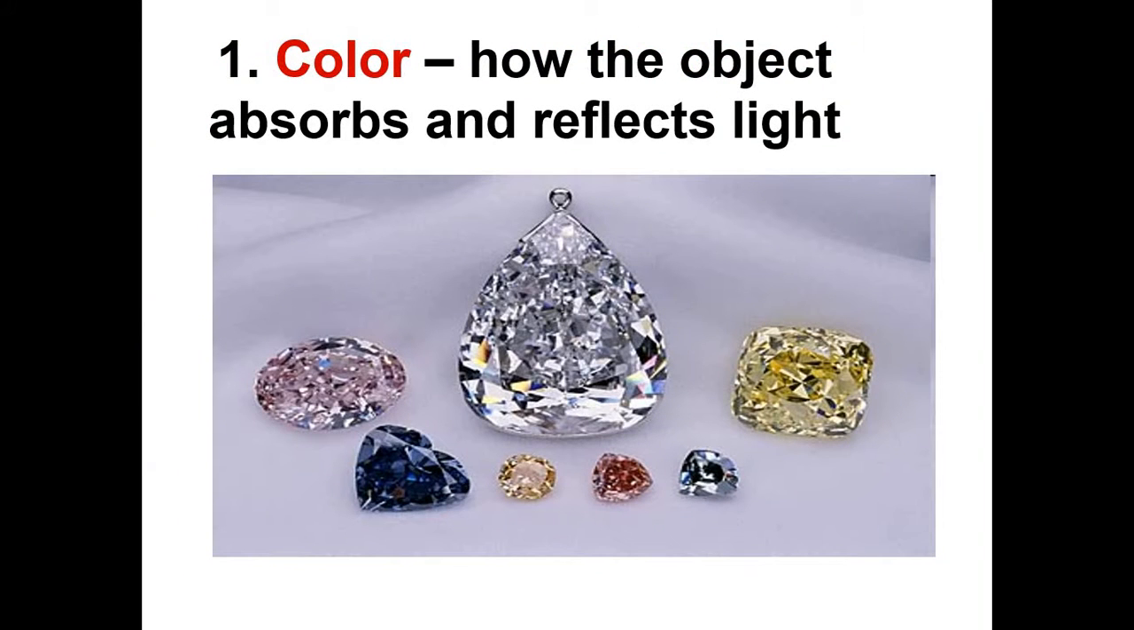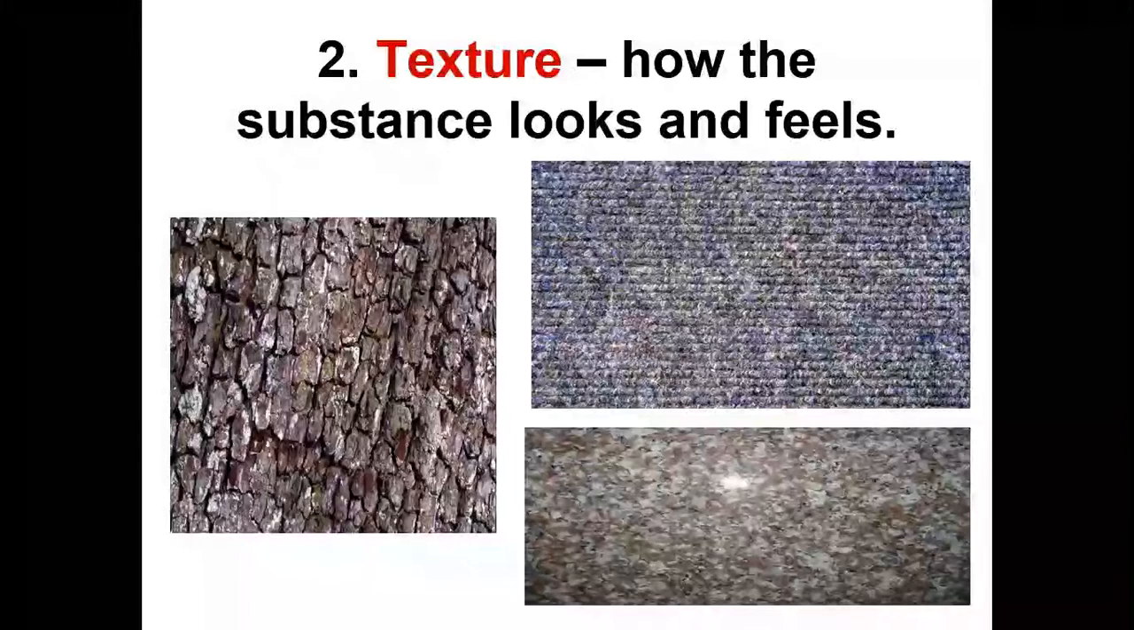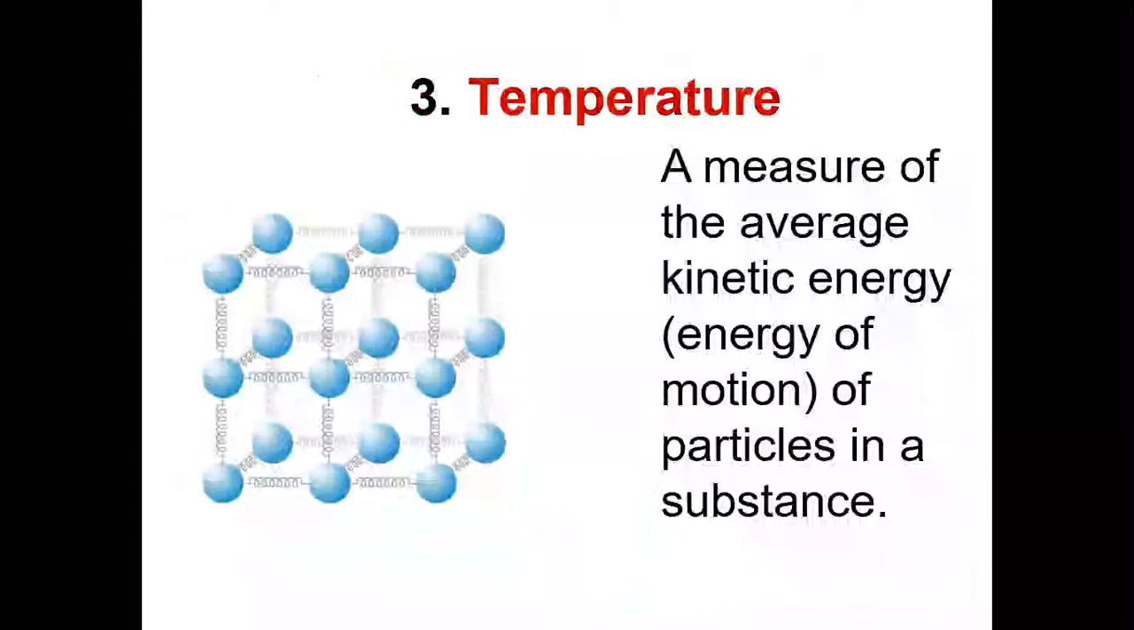If I'm talking about color, it is how the object absorbs and reflects light. If I observe these rocks, some are transparent, others blue, others yellow, depending on how they reflect light, so I can see their color. Then the texture is another kind of physical property. The texture may be rough or smooth, so this is also a physical property.